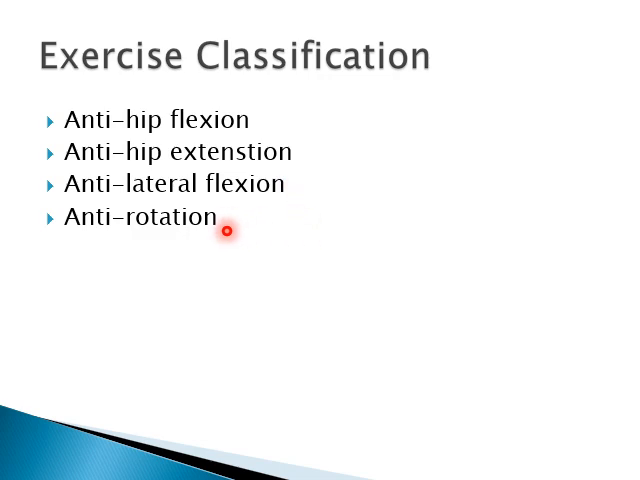And then the last one up here, anti-rotation. Again, this would have a real heavy interaction with the obliques. There's also erector spinae activity that goes on here. So here we'll be looking at exercises where your body's having to resist moving through rotation, okay? So in all of these situations, we're looking at stabilizing these movements. We're not looking at moving them yet.